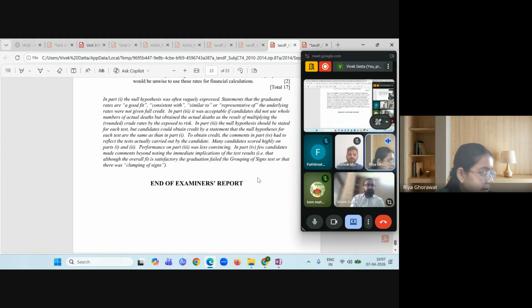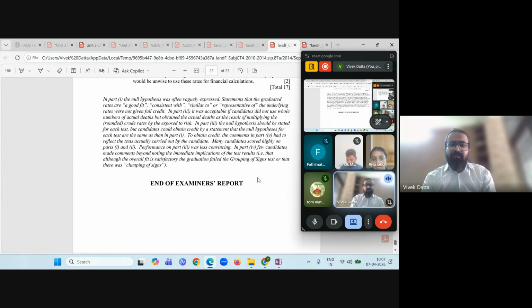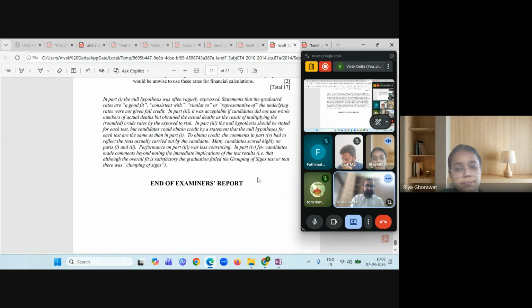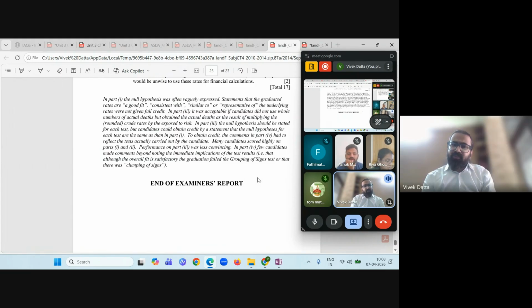Like in part 1, I wrote the H naught as the graduated rates represent the true estimates of the underlying crude rate. That's fine. But you don't need to write true estimate. So basically the graduated rates represent the true underlying mortality rates. That's enough. Then for smoothness, you have written under graduation, which is fine. Then for other tests, you have written bias, which is also fine. So it's good. If you're running out of time, just write H naught same as in part 1, H1 same as in part 1. Or just one single line also: the hypotheses remain the same as in part 1. If you're running out of time.